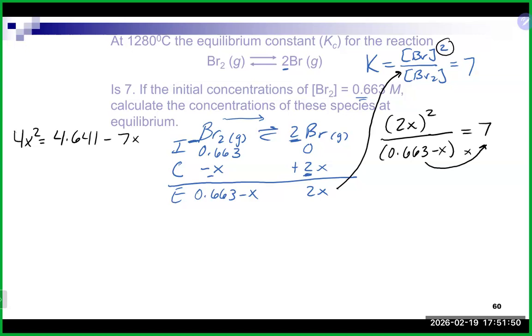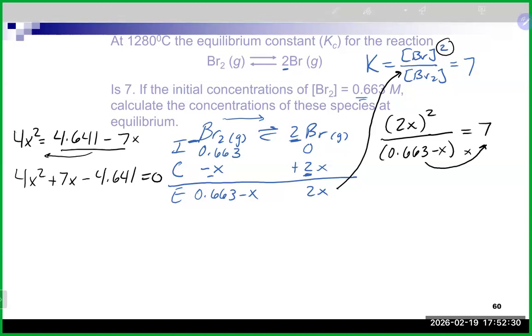That basically means you need to get everybody to the same side of the equal sign. It really doesn't matter which way you go. Most people tend to like to keep the x squared positive, but it really doesn't matter. So I'm going to do that. I'm just going to bring everybody on this side to the other side. Remember, when you go to the other side of an equal sign, you do the opposite function. So that will give me 4x squared plus 7x minus 4.641 equals 0.